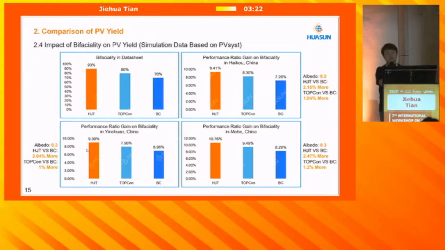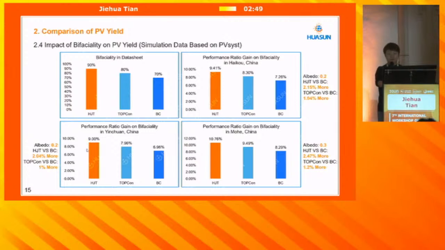Let's look at the simulation data based on the PV system. We use the bifaciality in the datasheet. HJT is 90%, TOPCon is 80%, BC is 70%. Different from the lab test. Compared to BC in Hainan, the albedo is 0.2.